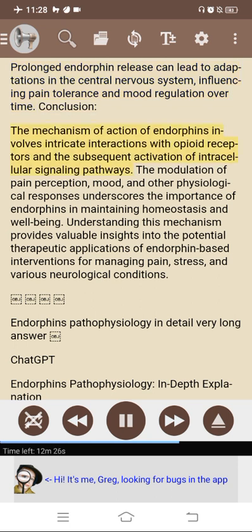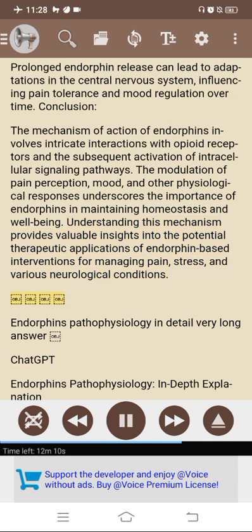Conclusion. The mechanism of action of endorphins involves intricate interactions with opioid receptors and the subsequent activation of intracellular signaling pathways. The modulation of pain perception, mood, and other physiological responses underscores the importance of endorphins in maintaining homeostasis and well-being. Understanding this mechanism provides valuable insights into the potential therapeutic applications of endorphin-based interventions for managing pain, stress, and various neurological conditions.